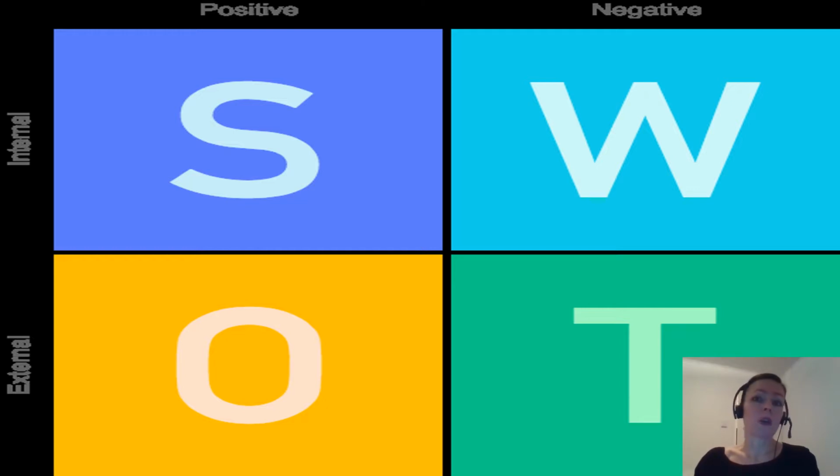From PESTEL, I can work further with SWOT analysis, which takes into account both internal and external environment. This is one of the common methods to evaluate the strengths and opportunities which can have a positive impact, and the weaknesses and the threats which can have a negative effect.